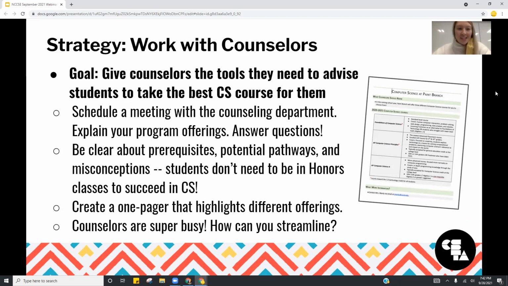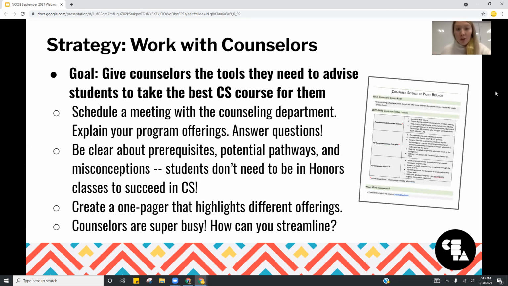All right, so the second strategy, and Bobbi-Jo did a whole presentation on this, so I'm just going to talk about one strategy that I used. For me, working with counselors means giving the counselors the tools that they need to advise students on the best computer science course for them.